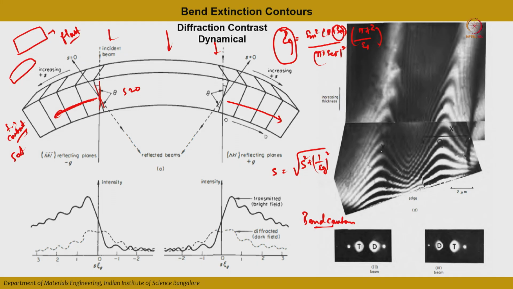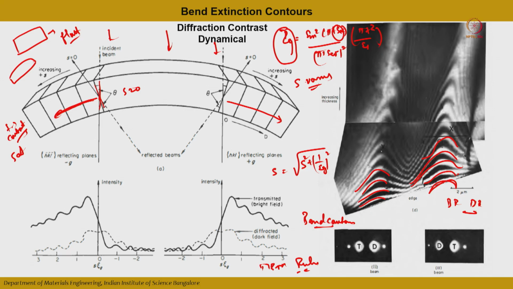If bend contours appear during imaging, whether in bright field or dark field, they look like this. Okay. The sample is bent, due to which these bend contours appear. This is due to the same thickness, but S varies, correct. So these two types of contrast you will always get in TEM foils, either bend contours or thickness fringes.